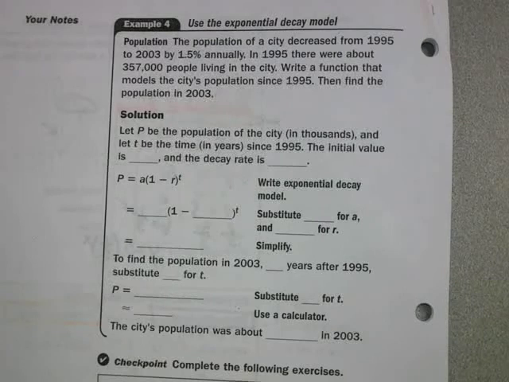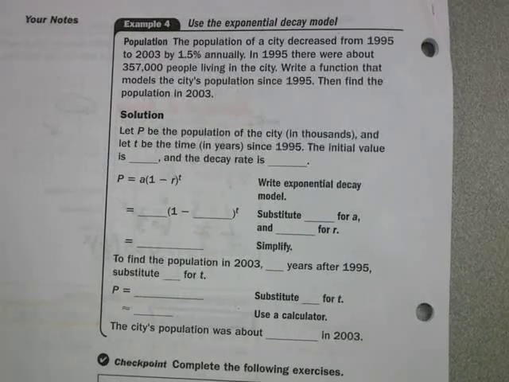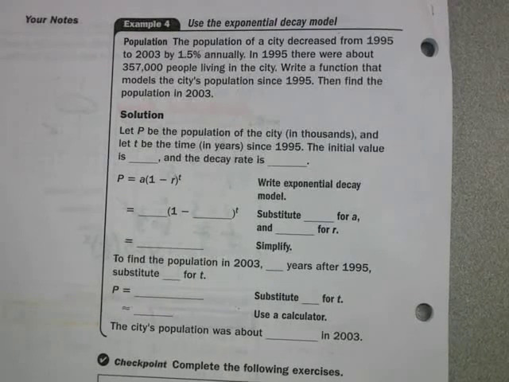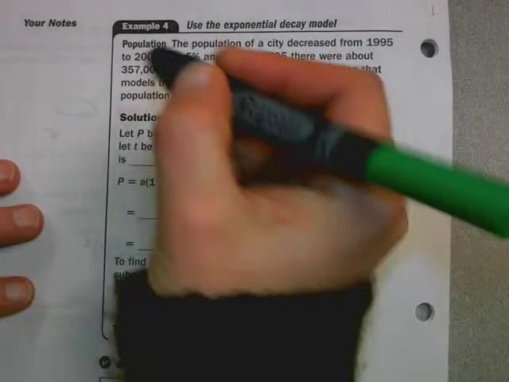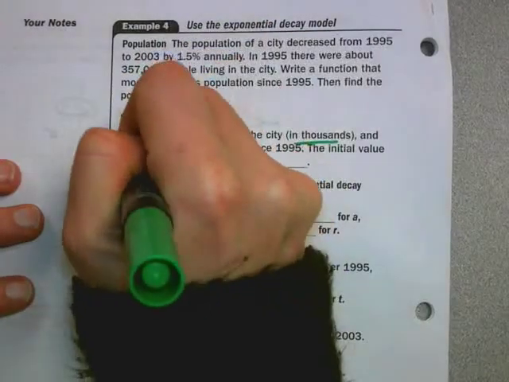population in 2003. So it says let the capital P be the population in the city in thousands, and let t be the time in years since 1995. So that's key to think about, since 1995. So the initial value, since it's in thousands, we just drop the thousands, and it's 357.